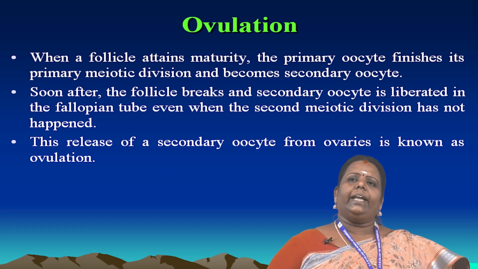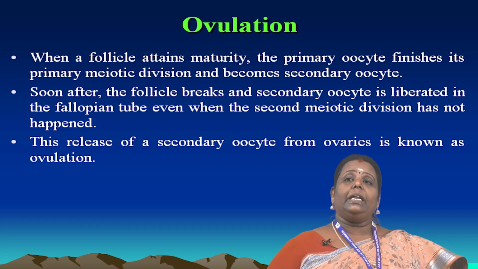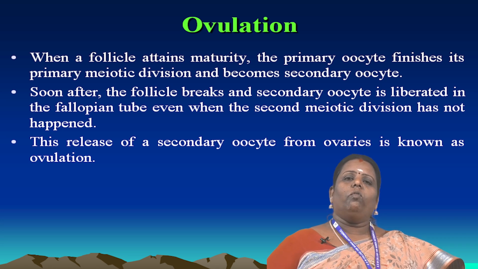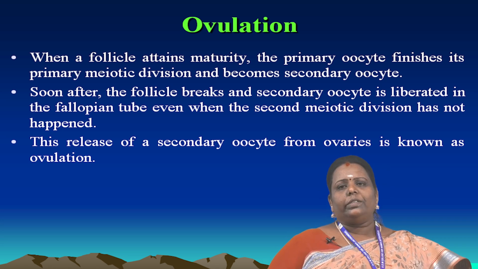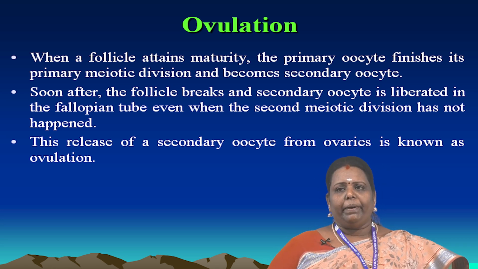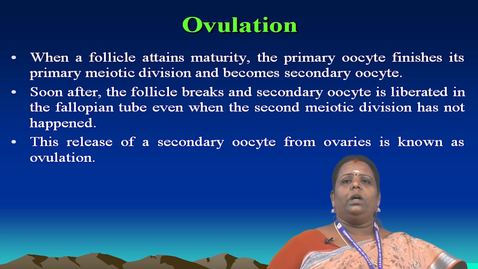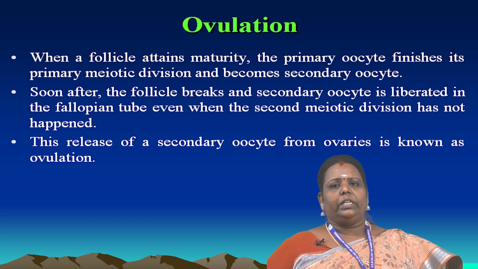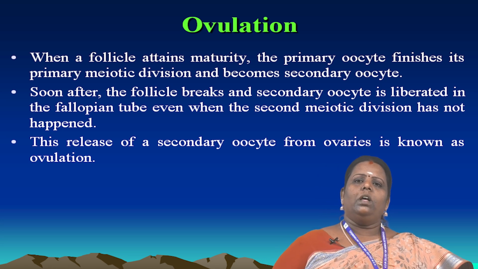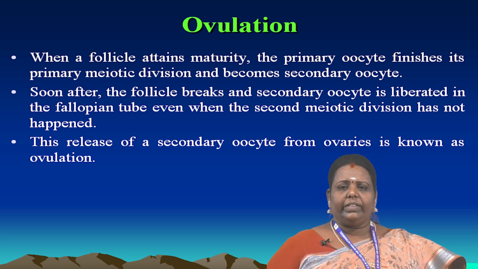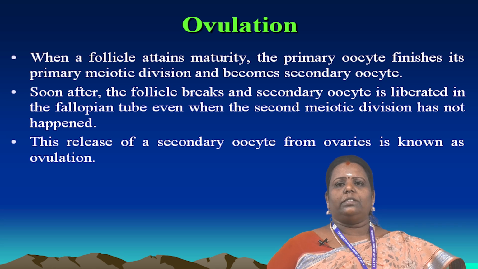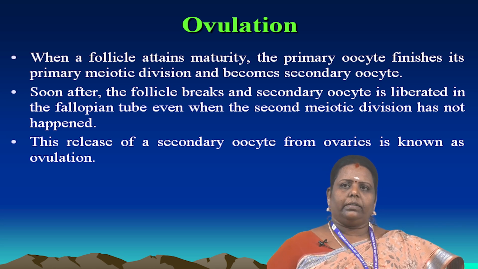When the follicle attains maturity, the primary oocyte finishes its first division and forms the secondary oocyte. Soon after, the follicle breaks and the secondary oocyte is liberated into the fallopian tube, even though the second division has not happened. The release of the secondary oocyte from the ovary is known as ovulation.